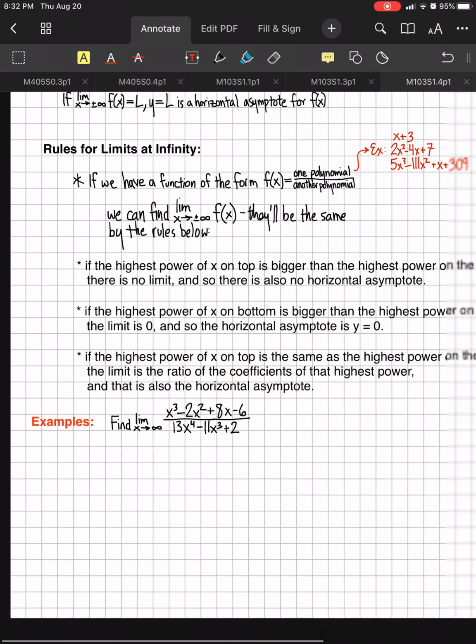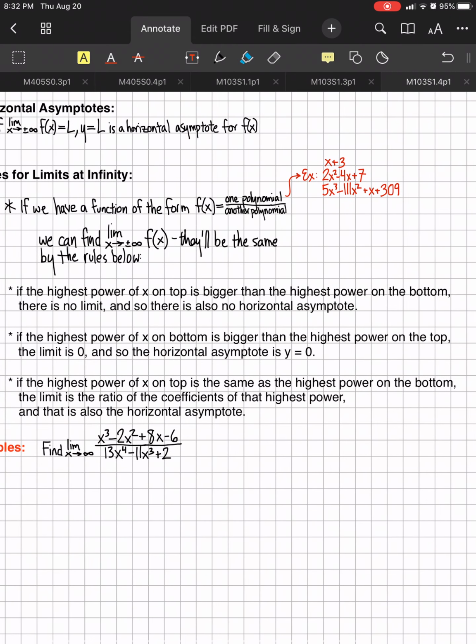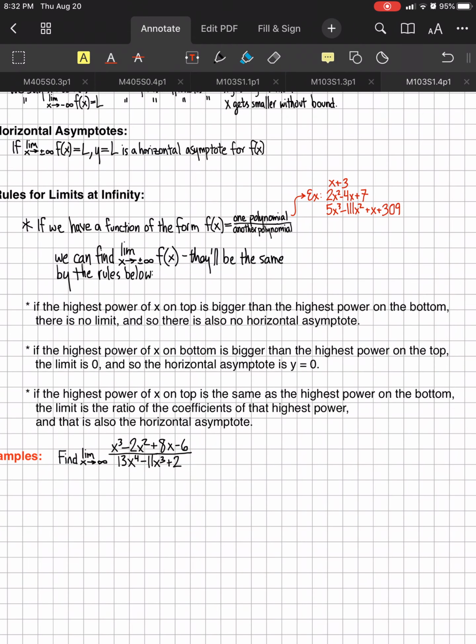So what I would like for you all to do, we're going to do these examples one at a time. I'll do this one, then another, and then another. So go ahead and pause this video, look at the rules here, and see which rule applies and what that means about what this limit should be. So go ahead and do that.